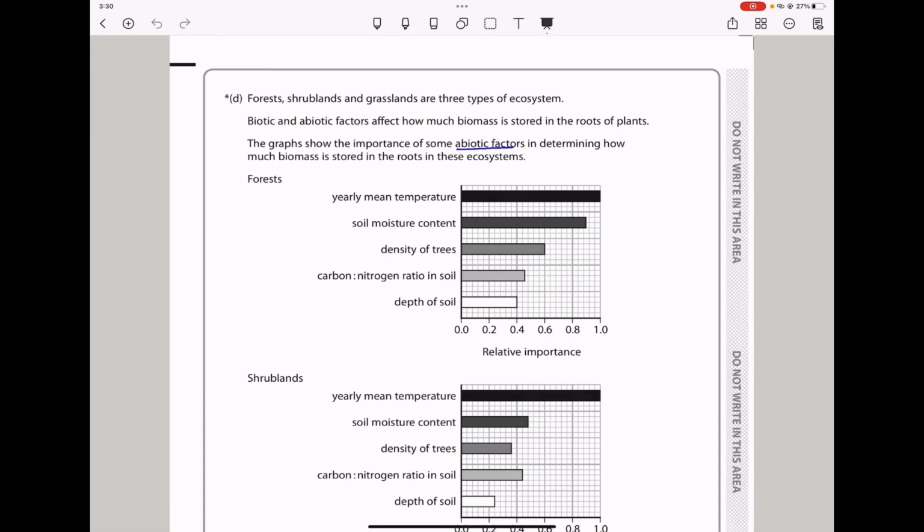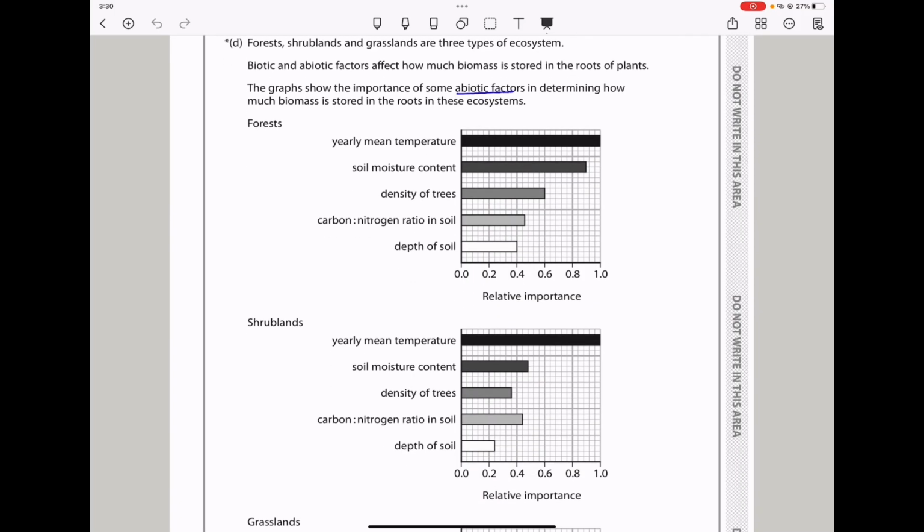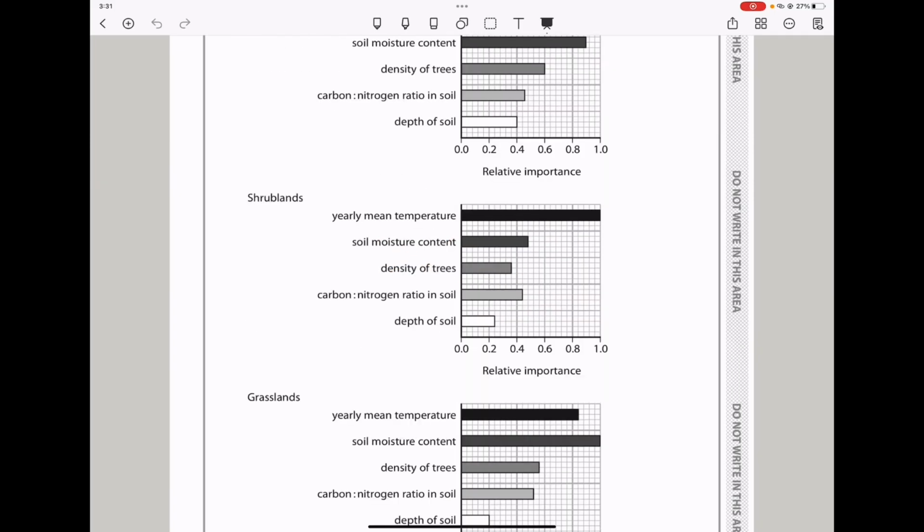Moving on. In part D, forests, shrublands, and grasslands are 3 types of ecosystems. Biotic and abiotic factors affect how much biomass is stored in the roots of plants. The graphs show the importance of some abiotic factors in determining how much biomass is stored in the roots of these ecosystems. So with the forest ecosystem, we can see the yearly mean temperature is the greatest determinant, then soil moisture content, and then the lowest determinant is going to be depth of the soil. Then when we go to shrublands, we can see also yearly mean temperature is a great determinant, and the least determinant is going to be depth of the soil.